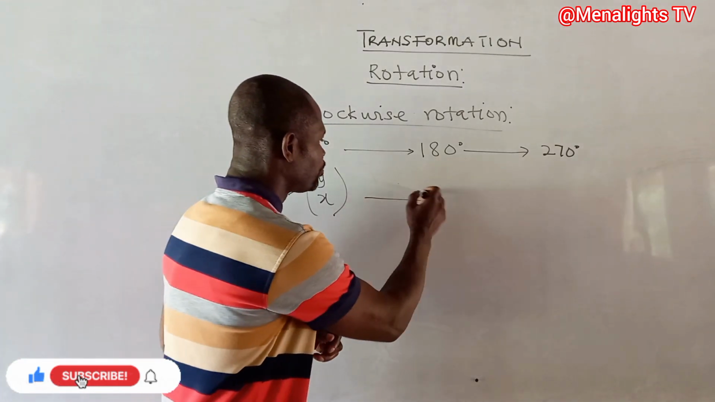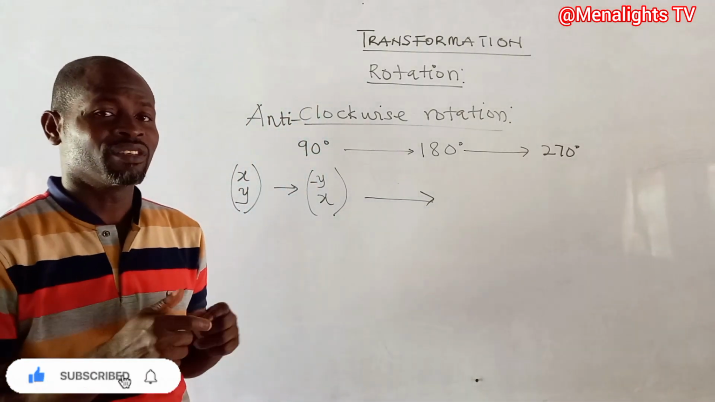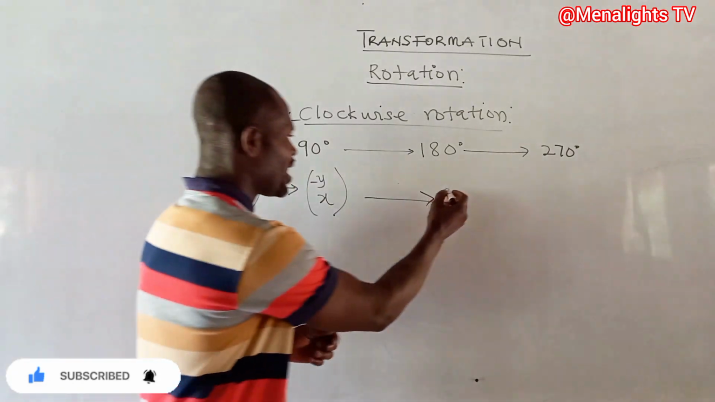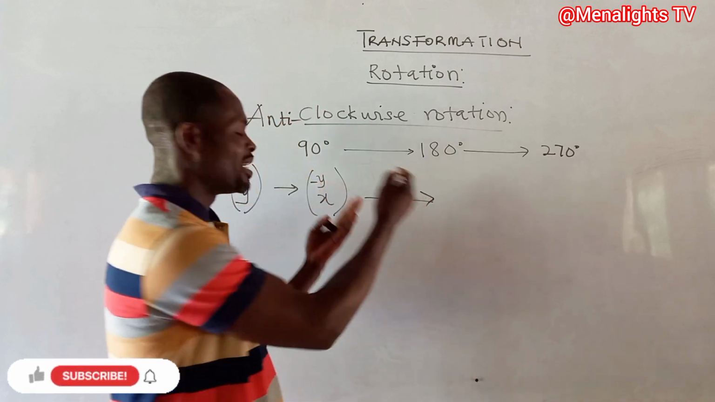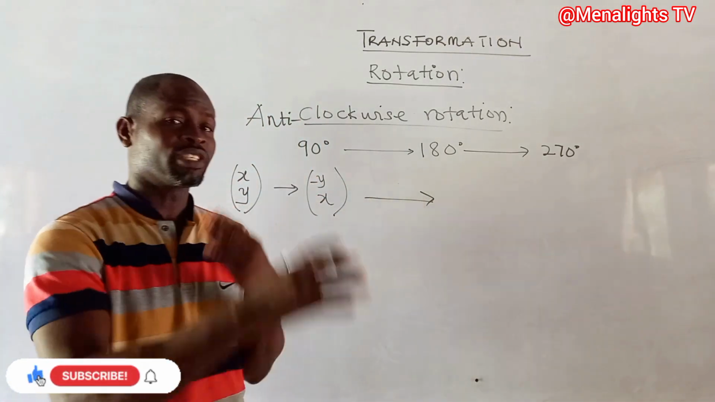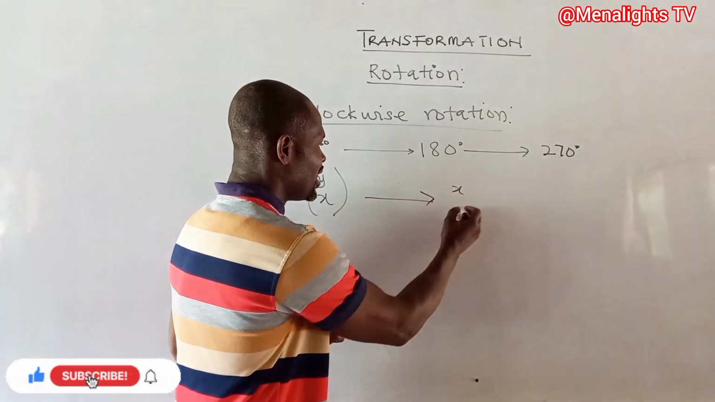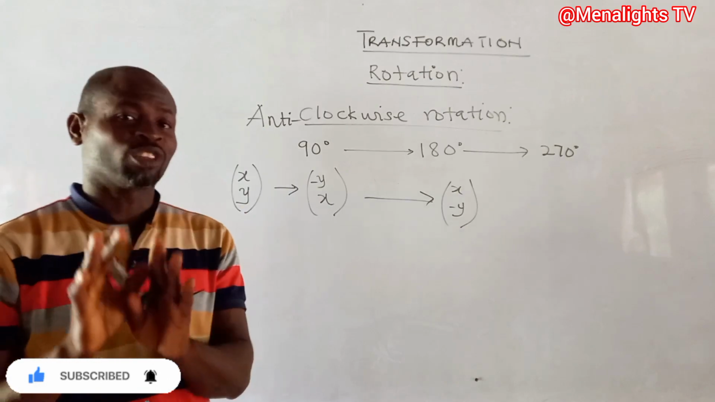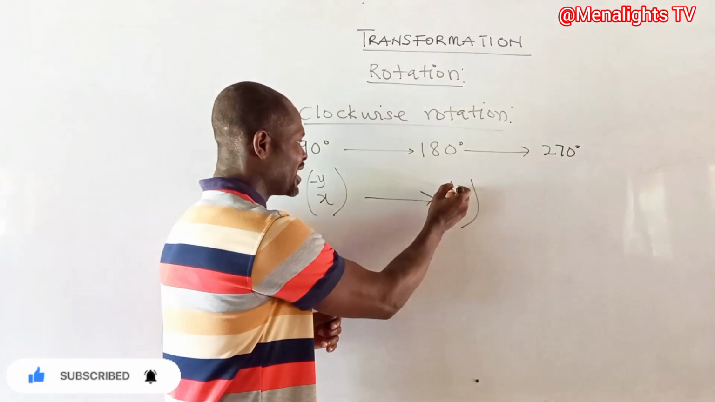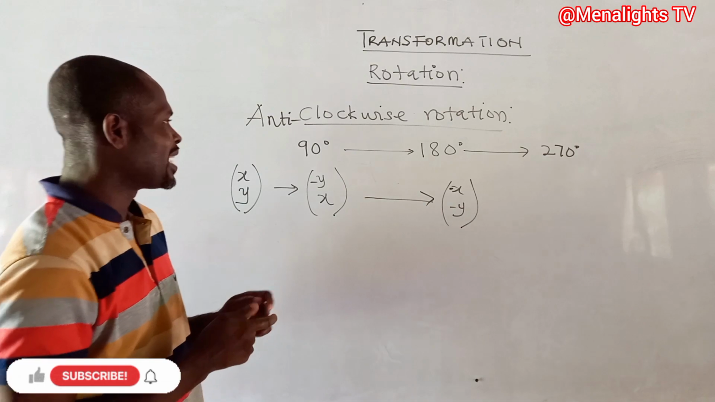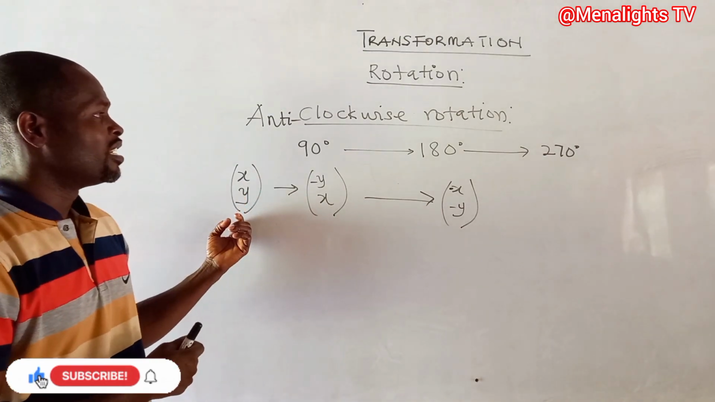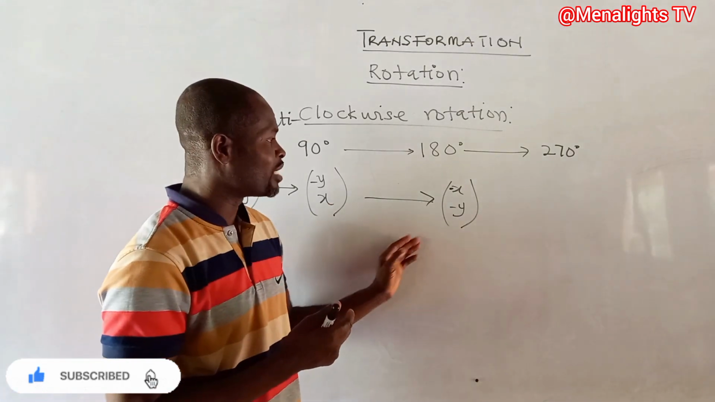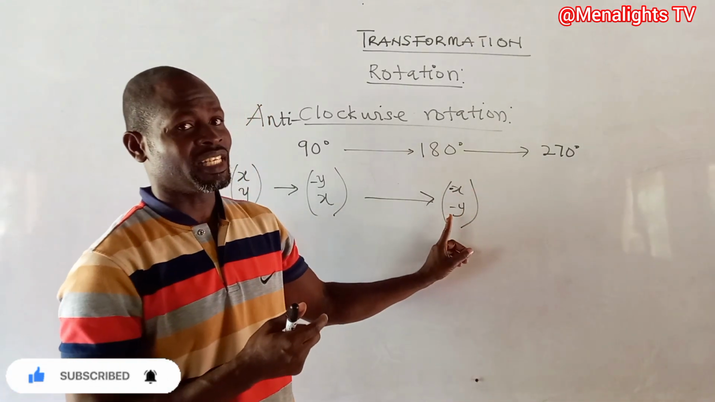Now when we come to 180 degrees anti-clockwise rotation, the same way we change the position of these two numbers, we have the minus y at the top and the positive x at the down. So we are going to change the position of the two, it becomes x and then minus y. And here, what happens is that the number at the top takes the negative. So because of that, we have the negative here. So that means that when you have the point xy and you rotate it anti-clockwise 180 degrees, what we are going to get is a negative x and then negative y.